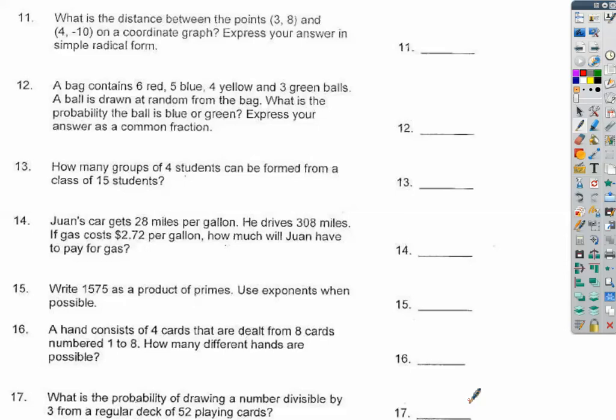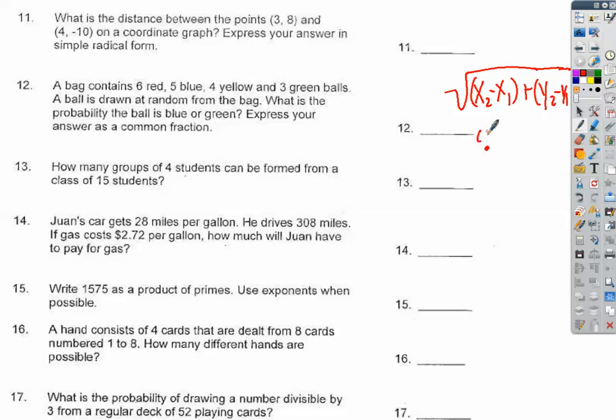So there is a formula for it. It is the square root of (x2 minus x1) squared plus (y2 minus y1) squared. But essentially, if you don't remember that, don't worry about it. This is a Pythagorean theorem problem.